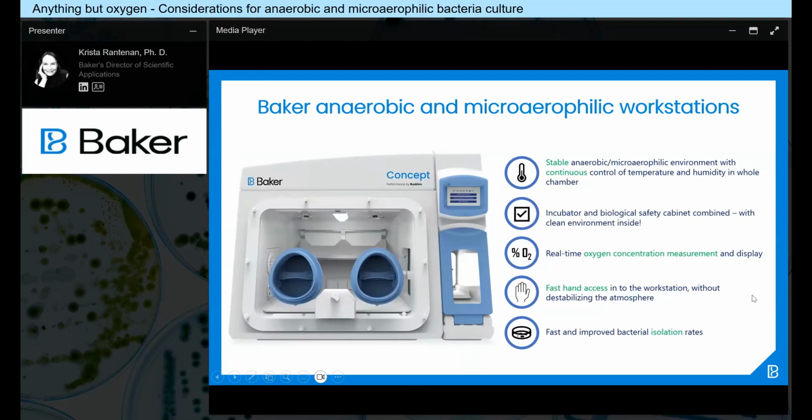Yes, so like mentioned, the workstation basically combines an incubator and a biological safety cabinet, as we have the temperature controlled internal chamber, and this is designed both for any working steps, handling of your culture materials or samples, but also the incubation. So the materials are not traveling in and out from the workstation, but they actually stay inside the workstation.